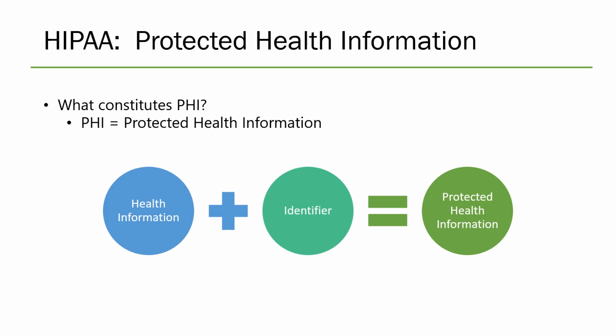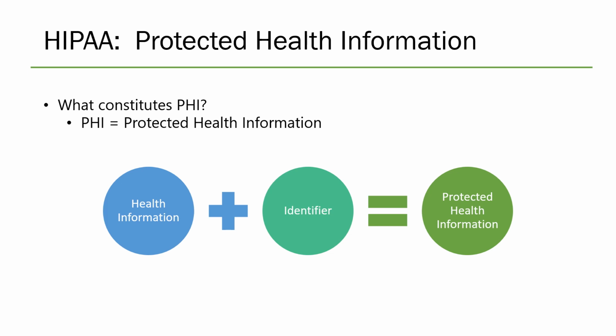So again, protected health information. What is PHI? PHI includes any information that relates to the individual's past, present, or future medical condition, whether physical or mental. It also includes any information regarding the delivery of health care to the individual, as well as any financial or payment information.